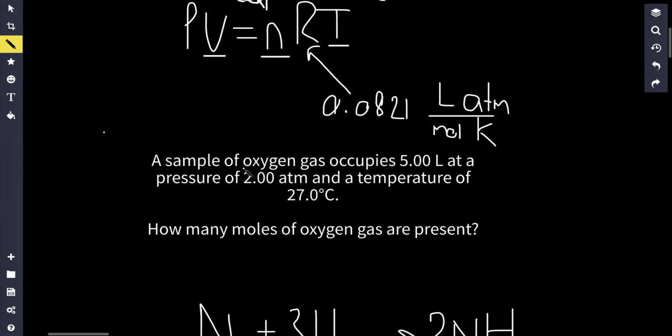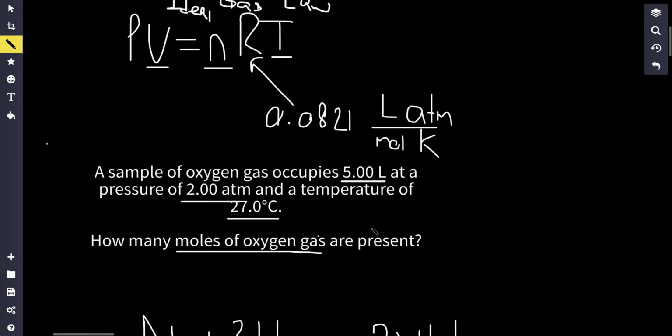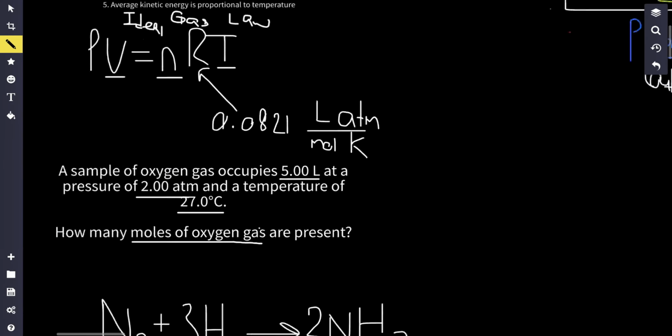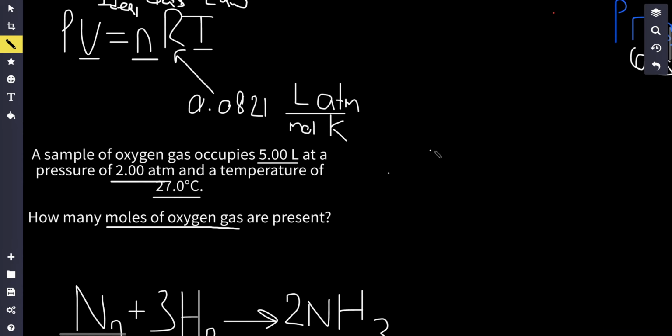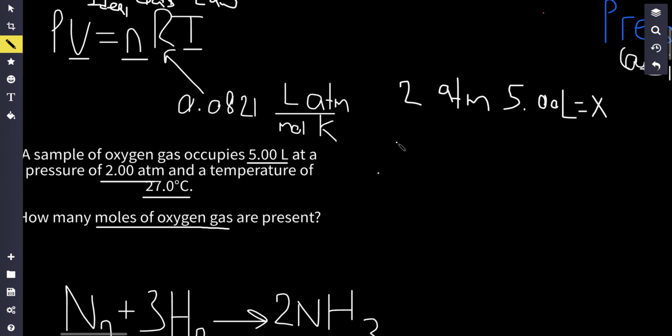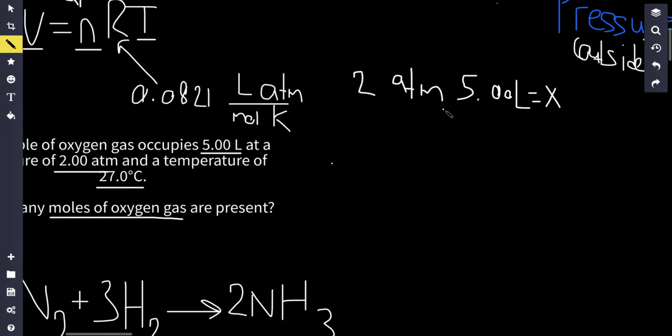A sample of oxygen gas occupies 5 liters at a pressure of 2 atm and a temperature of 25 degrees Celsius. We want to find out how many moles of oxygen gas are present. What I can do right now is plug everything into my ideal gas law. I know my pressure is 2 atm. My volume is 5 liters. The amount of moles of gas, we don't know, so that's our unknown. This R is a constant, equal to 0.0821 liters times atm divided by moles times kelvins.